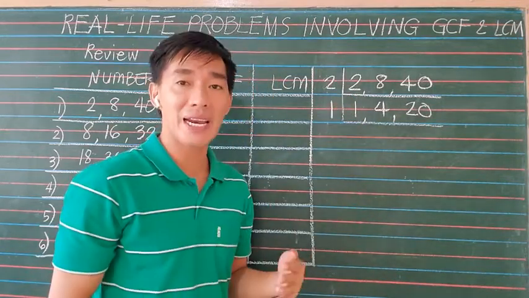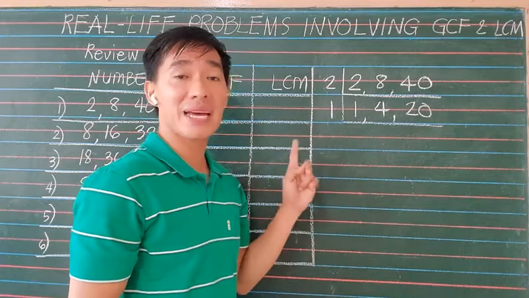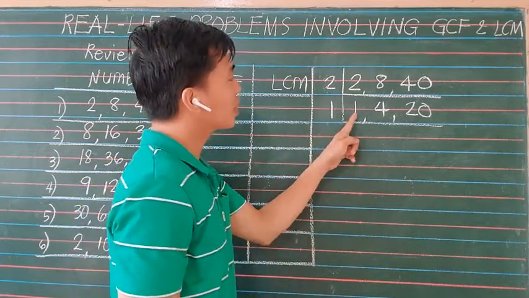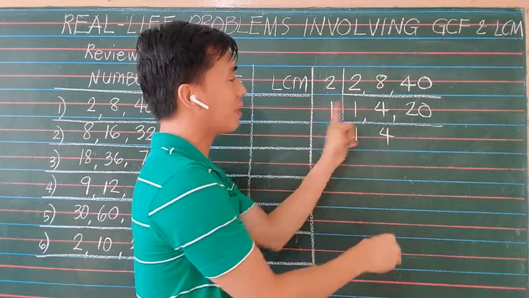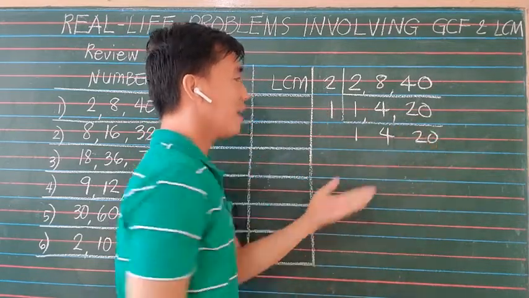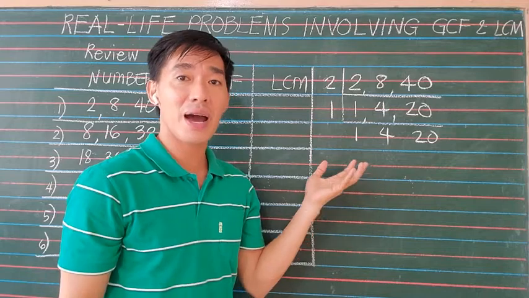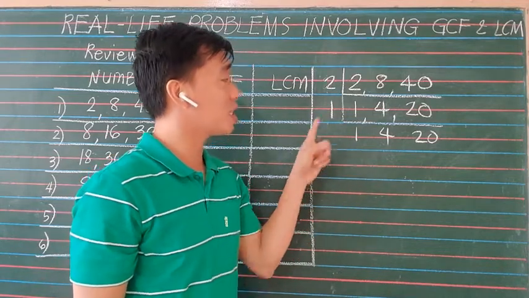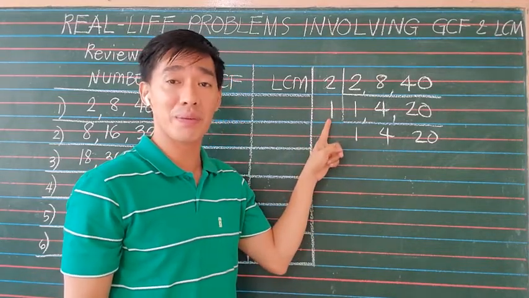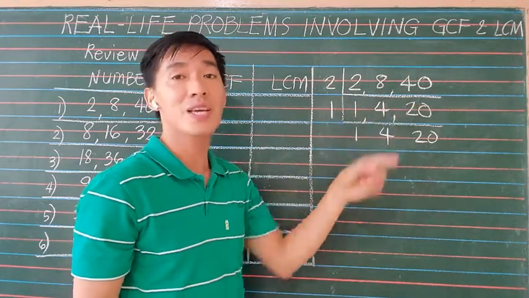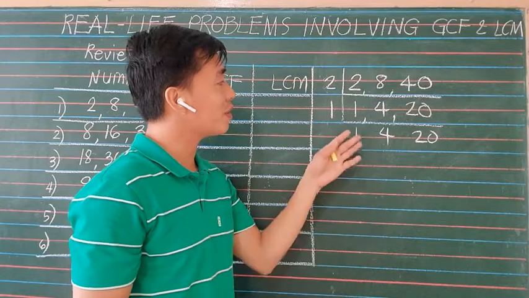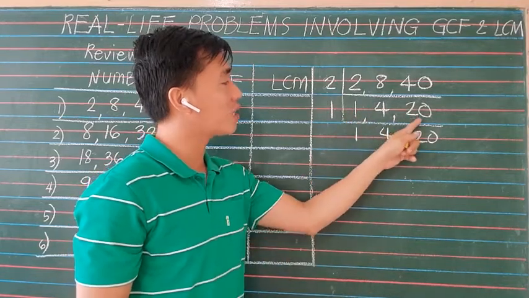Ano po yung mangyayari pag dinivide pa natin sa 1 ang mga numbers na to? So 1 divided by 1 is 1, 4 divided by 1 is 4, and 20 divided by 1 is 20. That would yield the same quotient. So it's useless to divide them by 1 because pareho lang po yung mga numbers na nakuha natin up to this level. So we need not to further divide 1, 4, and 20 by 1.